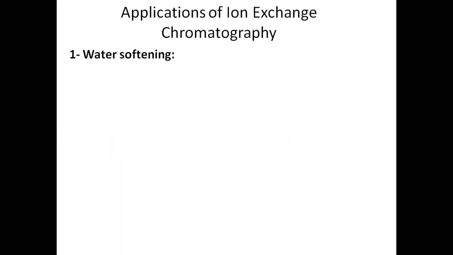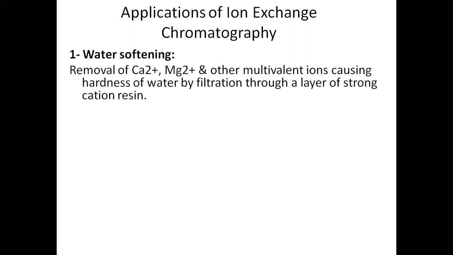Now the applications of ion exchange chromatography are also vivid. The first and most common example is the RO machine that we have in our homes. It also contains an ion exchange column where water softening takes place. This helps us by removal of calcium, magnesium and other multivalent ions causing hardness of water by filtration through a layer of strong cation resin.